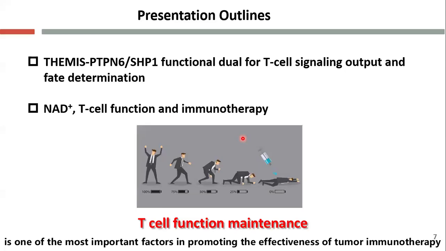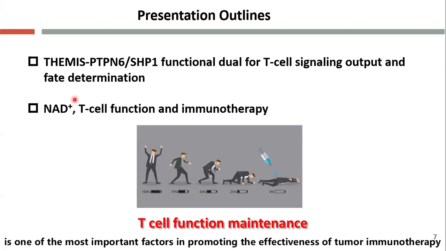So with this idea in mind, I split my initial lab into two groups. One is mainly focused on signal transduction, trying to find the important signaling modules for T cell signaling output, and maybe later we find they are also important for T cell fate determination. The second group is mainly focused on metabolic regulation, trying to find the metabolic nodes which are also important for T cell activation and function maintenance.